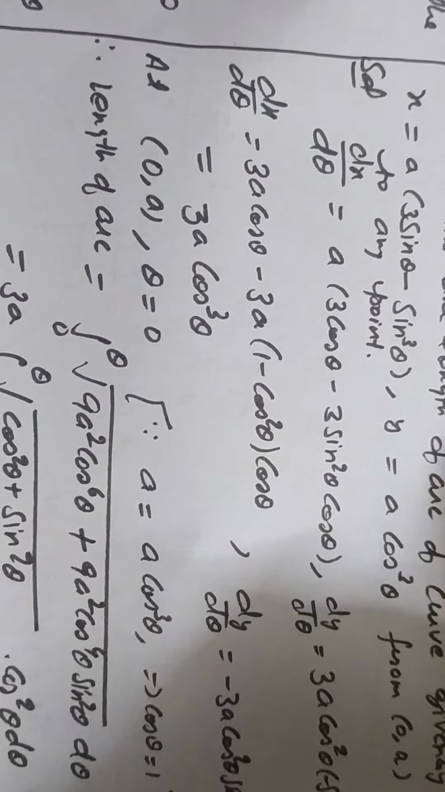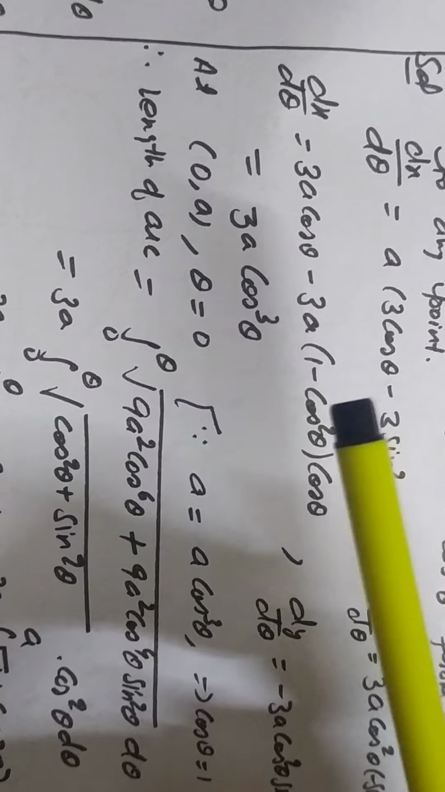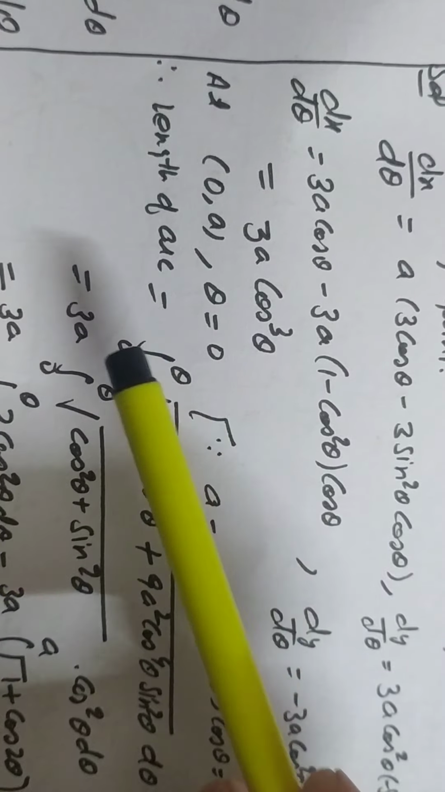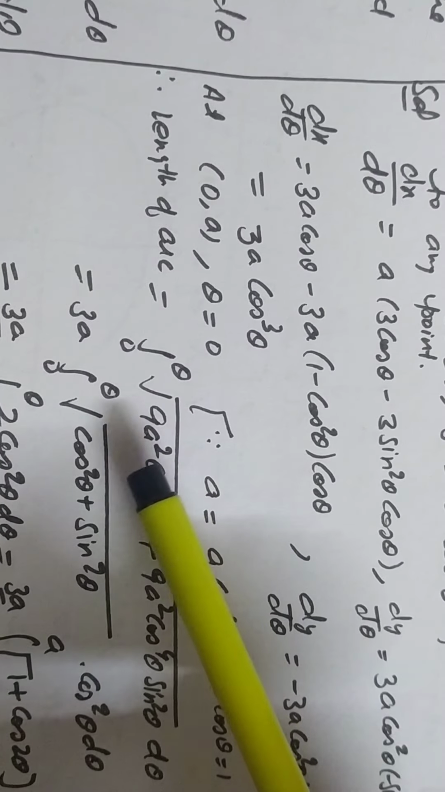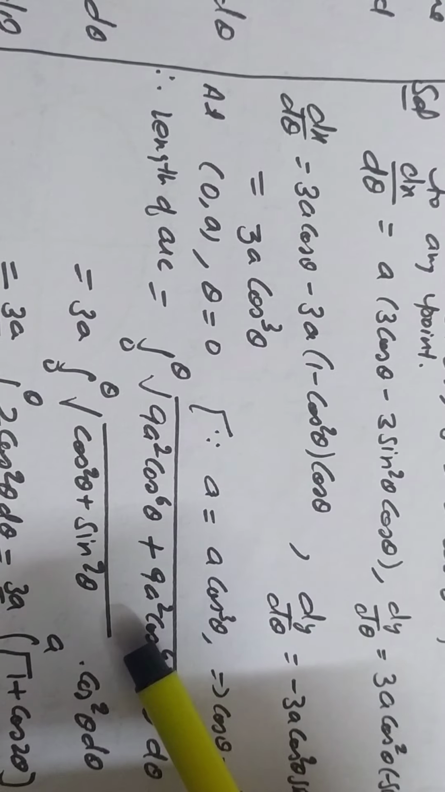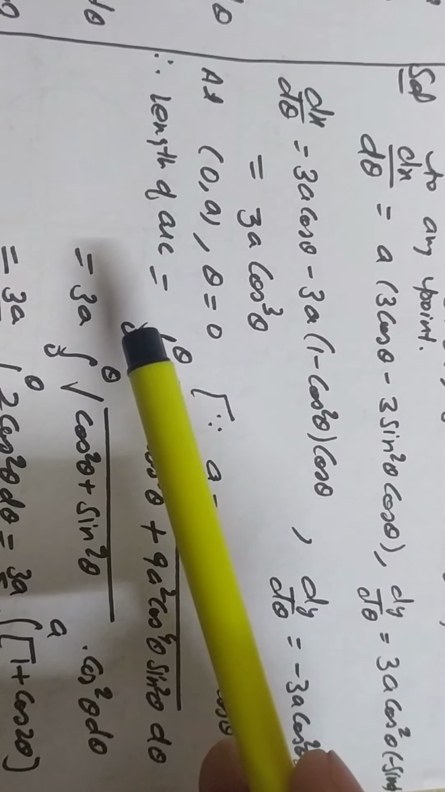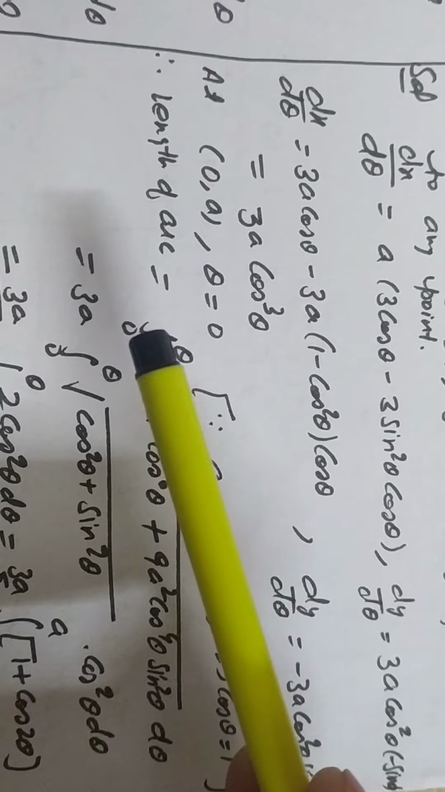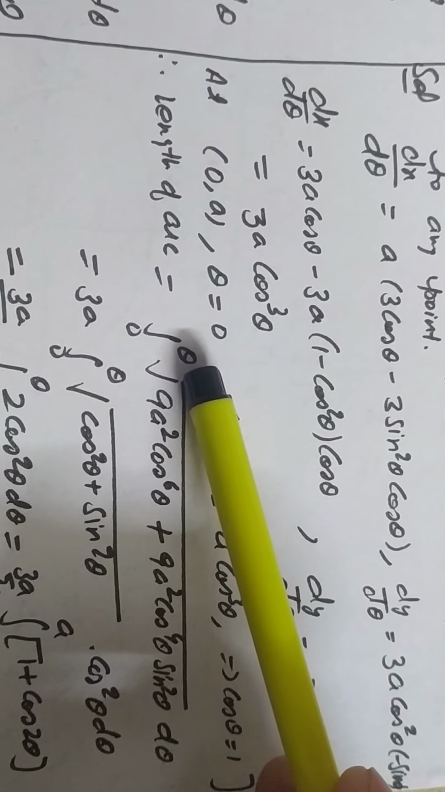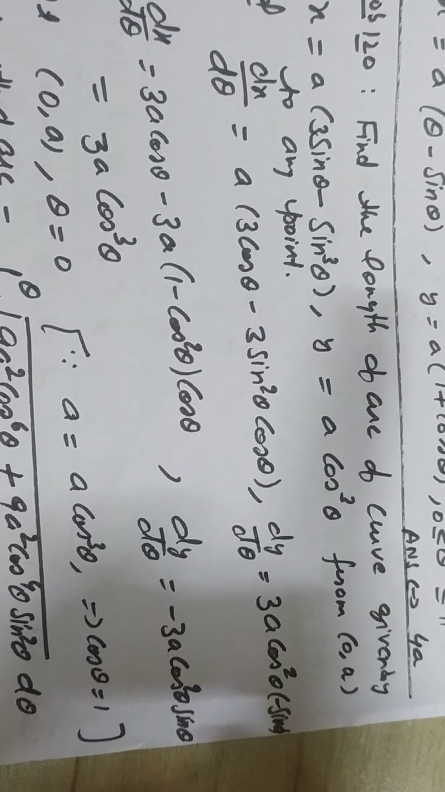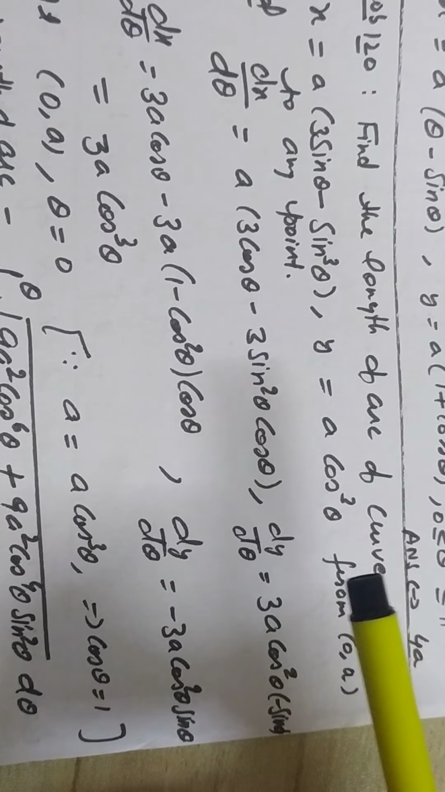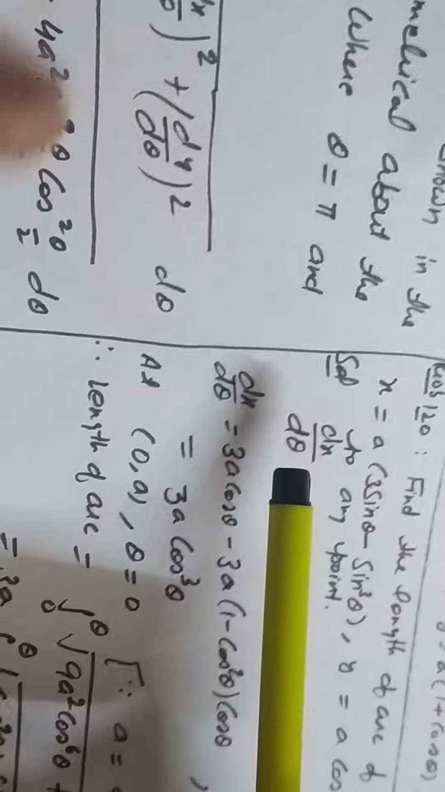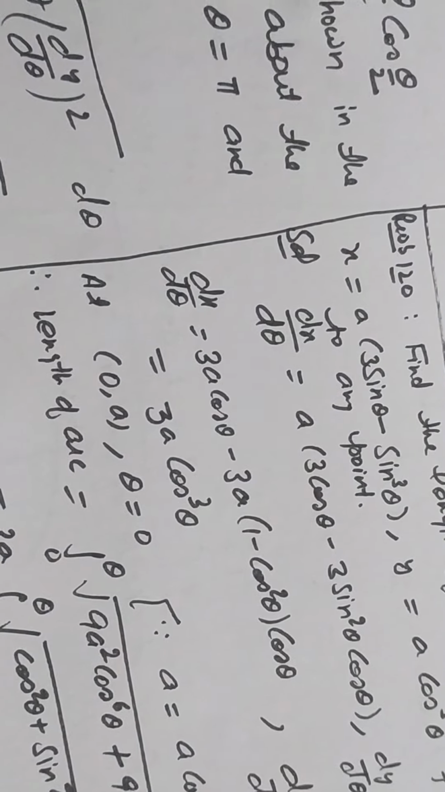In this case, you will apply the same formula again for finding the length of arc from lower to upper limit, that is the integral of the square root of (dx over d theta) squared plus (dy over d theta) squared, taking the limits from 0 to theta. I am taking the value of theta from 0 to theta because I have told you to take the value of the parameter from the origin to any point. So the upper limit will be fixed at theta.